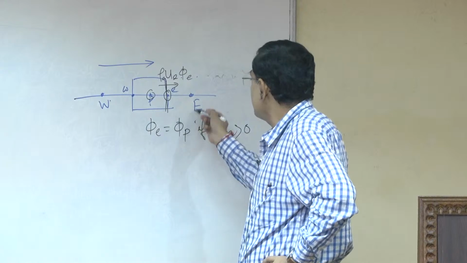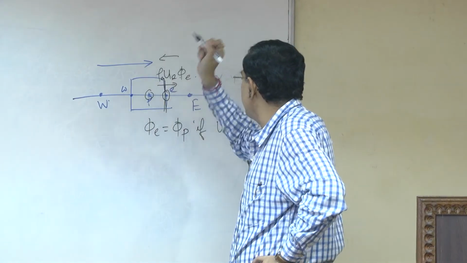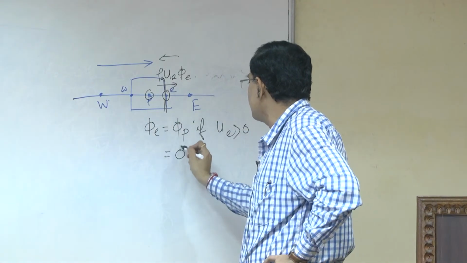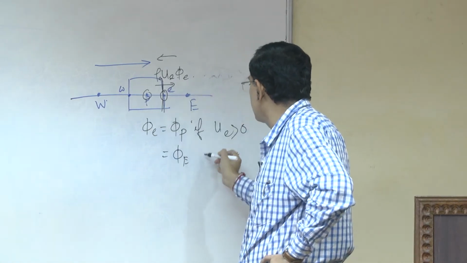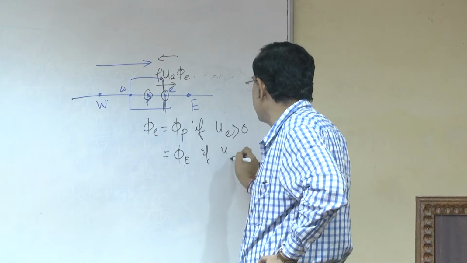And if it is the other way, that means you have fluid flow in this direction, then it is phi E, because it is then coming from capital E to small e if u_e is less than 0.